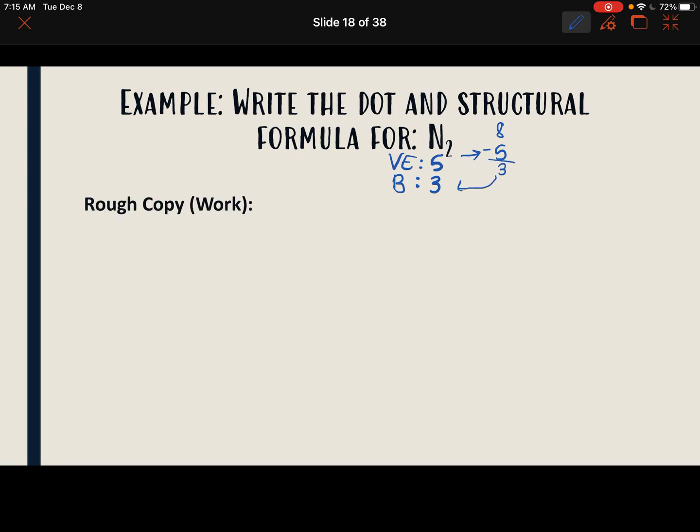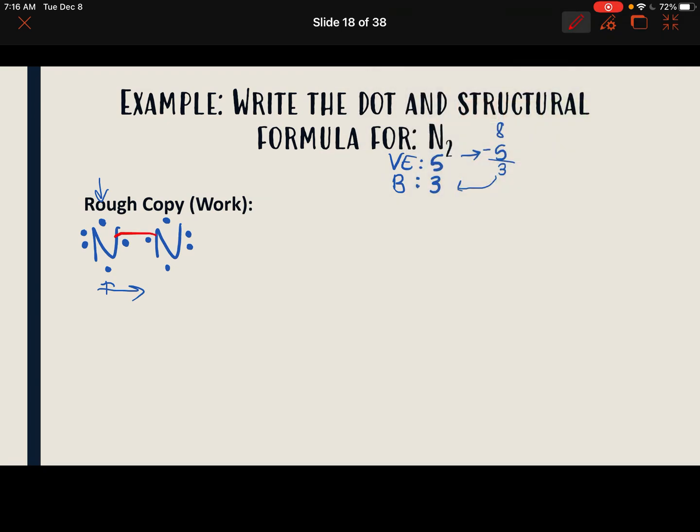Now, our rough copy, again, we have 2 nitrogens. Each nitrogen is going to have 5 valence electrons. So again, I'm going to put 4, each side's going to get 1 electron. Now, I'm going to put that unshared pair on the outside of nitrogen because I know that my bonds are going to occur with these single electrons. So I want those facing the other nitrogen that it's going to bond with. And so again here, I'm going to draw 4 valence electrons and then put that 5th one on the other side.